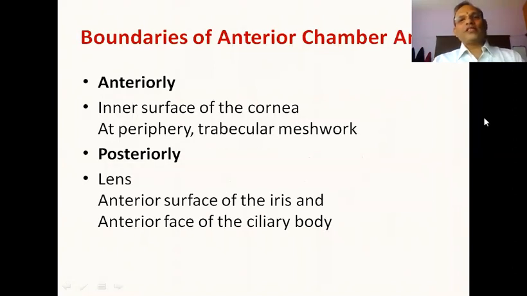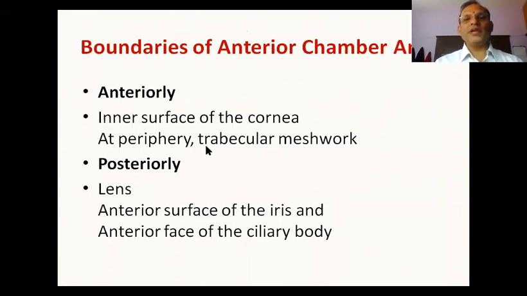Now, looking at the structures, we see the boundaries of the anterior chamber angle, as we saw in the picture earlier. Anteriorly, there is the inner surface of the cornea, and at the periphery, there is the trabecular meshwork at the angle. Then posteriorly, there is the lens, the anterior surface of the iris, and the anterior face of the ciliary body.